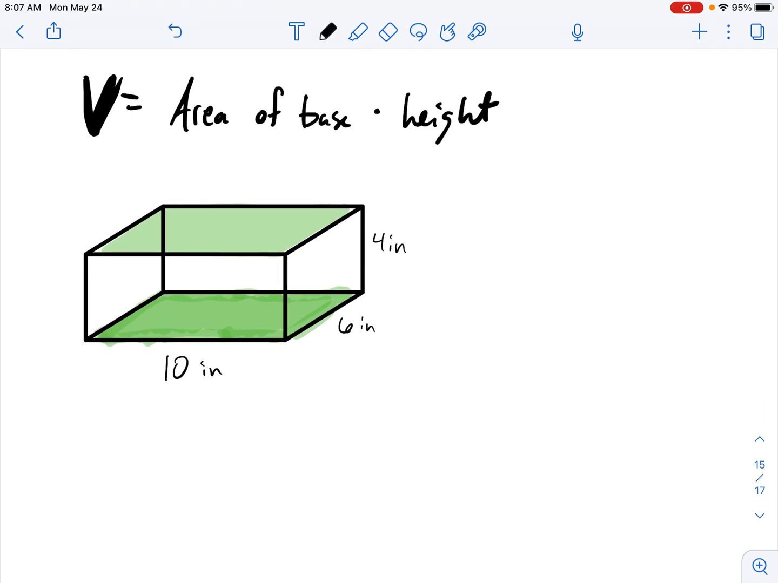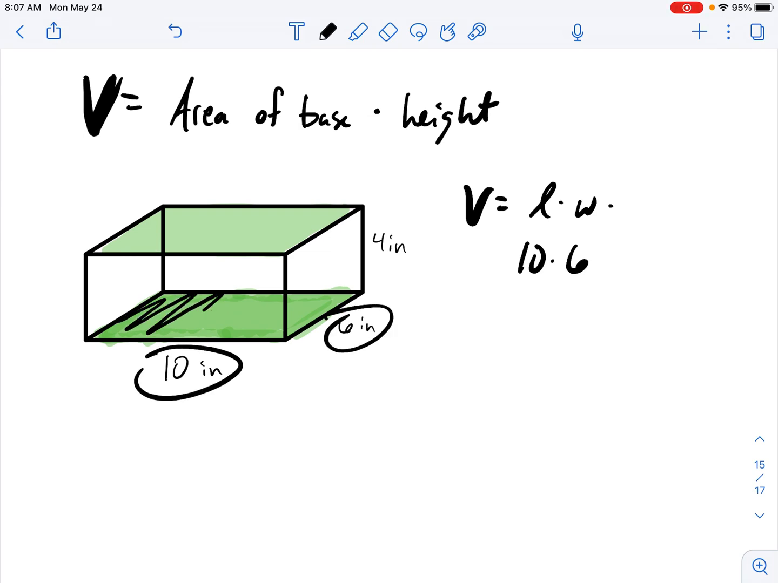So let's work with this one. I made the base green. There are two bases, so you can see it. And the base, you notice, is a rectangle, right? So the volume is the area of the base times the height. So to find the area of the rectangle on the bottom, the green rectangle, we do the base times height, or length times width, right? I'll do length times width. So that's 10 times 6. The 10 and the 6 will give you the area of this rectangle in there.